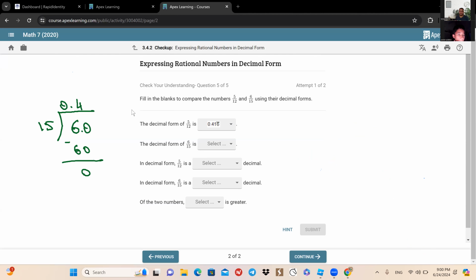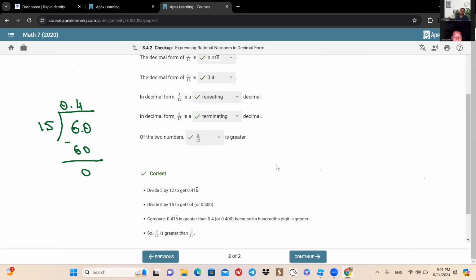So the decimal form of 5 over 12 is this. The decimal form of this one is 0.4, terminating. 5 over 12 is repeating. Two numbers, which one is greater? This one's greater, 5 over 12. Okay.